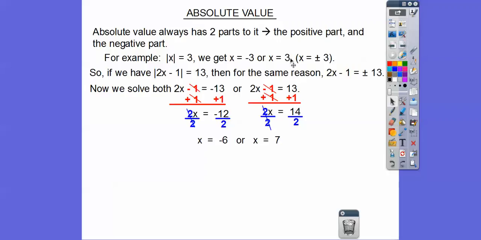So if we plugged in negative 6 right here, 2 times negative 6 is negative 12. Negative 12 minus 1 is negative 13, and the absolute value of negative 13 is 13. And if you plugged in 7, you'd also get 13 right there.